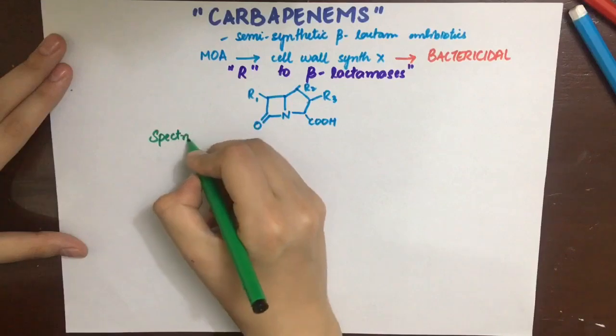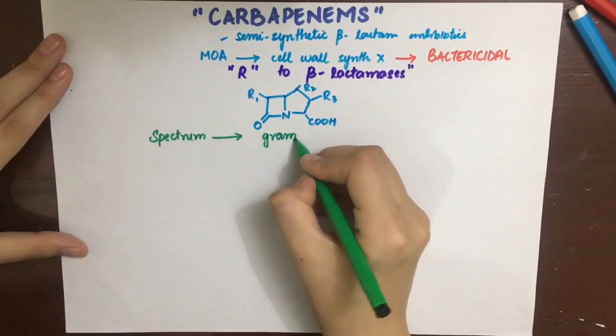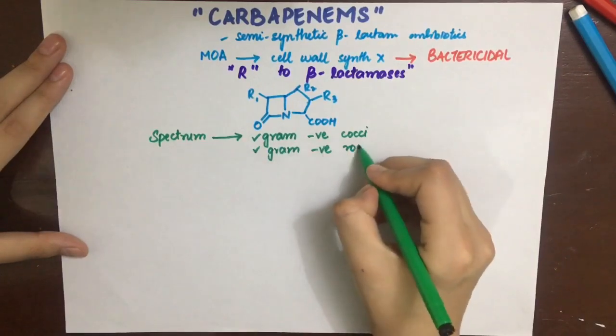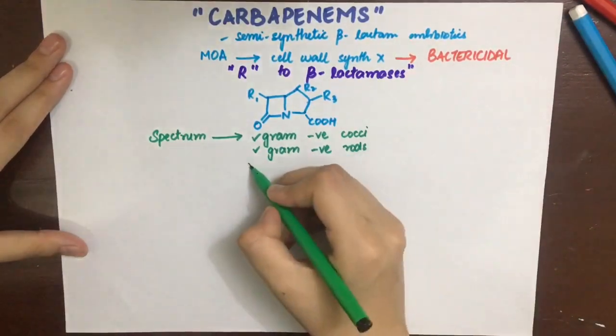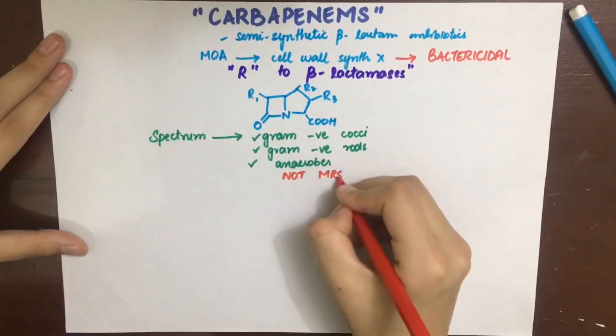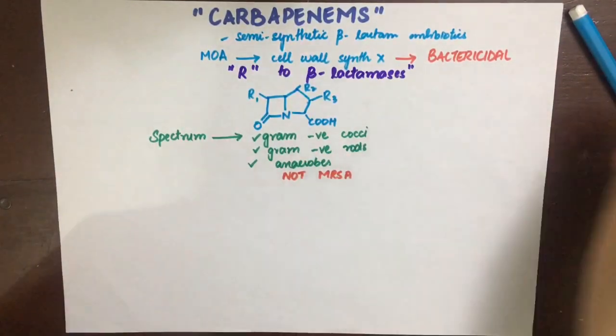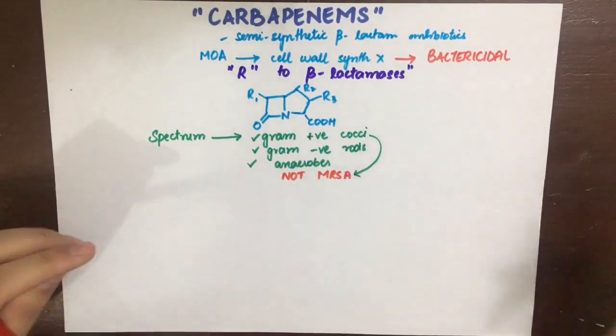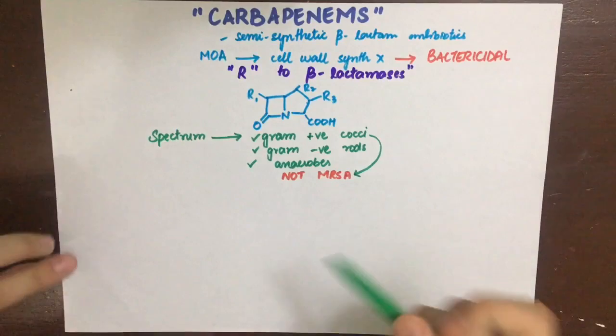They have a wide range of antibacterial activity, including gram-positive organisms like streptococci, staphylococci, enterococci, etc., and also gram-negative organisms like Pseudomonas aeruginosa, Enterobacteriaceae, and Bacteroides fragilis, that is an anaerobe. And it is not active against MRSA.